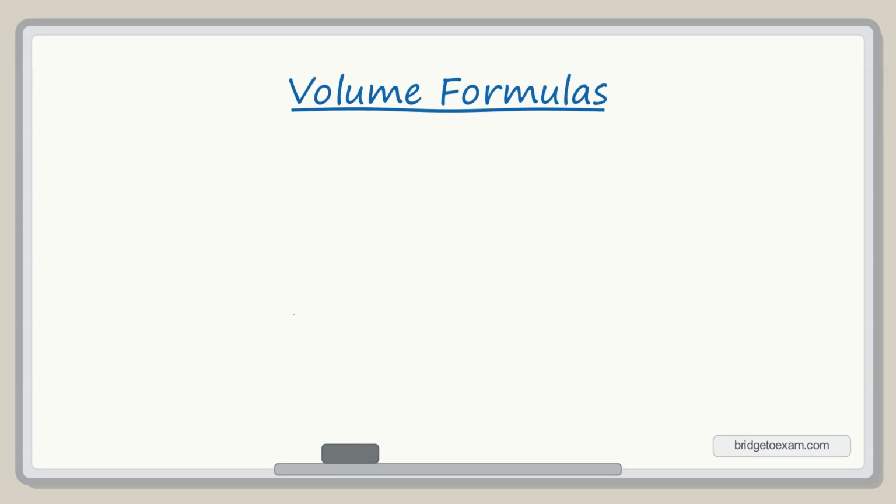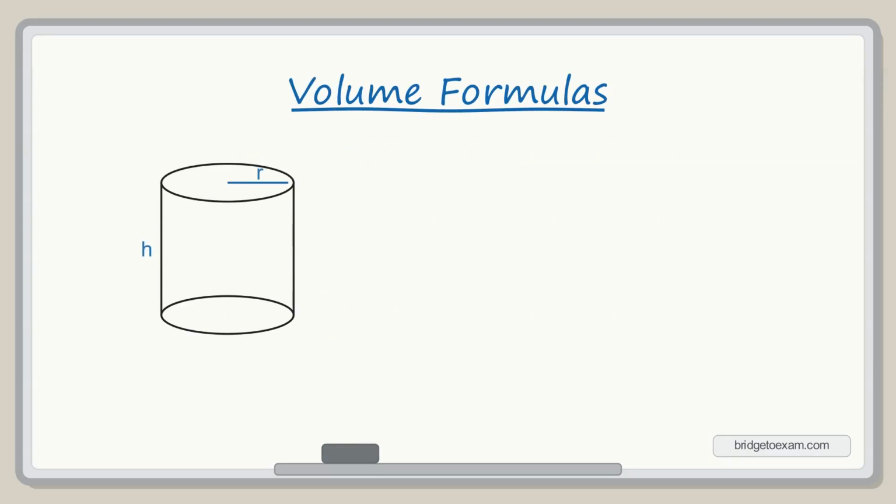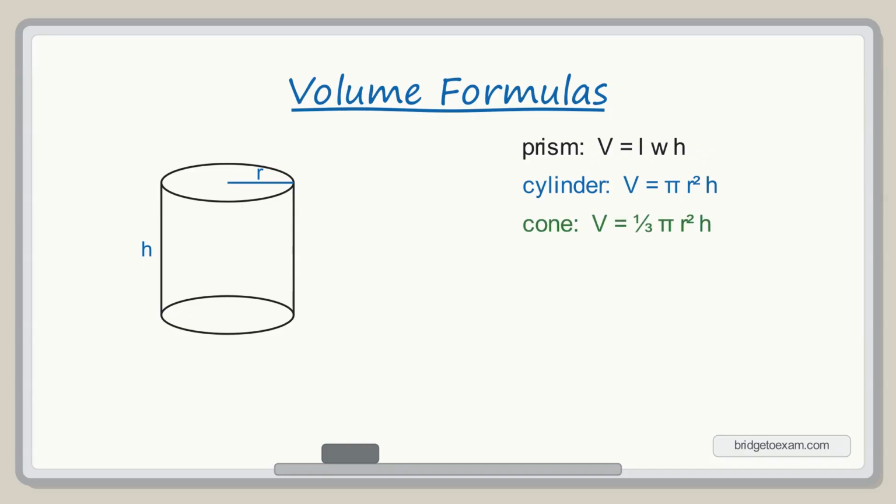Let's start with volume. Picture a cylinder with radius r and height h. Volume is always about filling a solid with cubes. A box is length times width times height. A cylinder is pi r squared times the height, the base circle times how tall it is. A cone is 1/3 of that cylinder. A sphere is 4/3 pi r cubed. And a pyramid is 1/3 of the base area times the height.